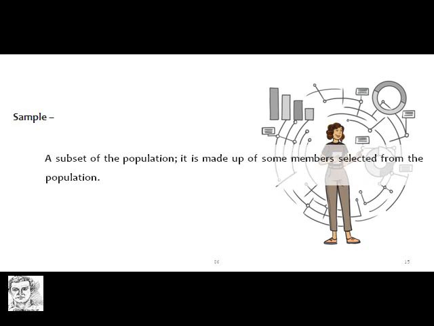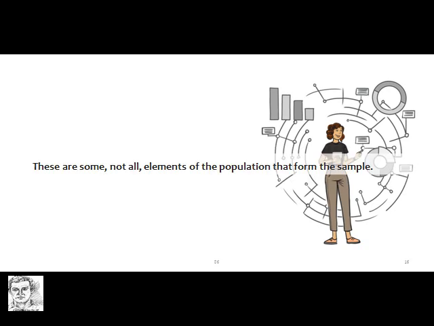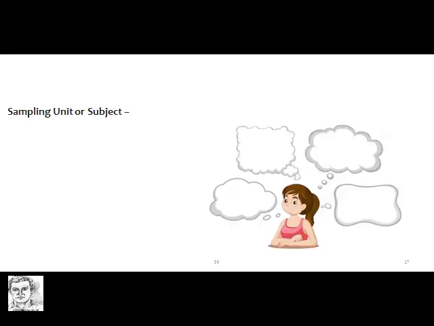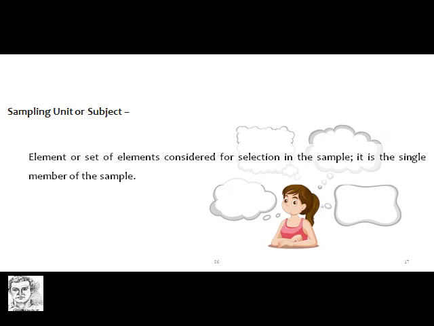Sample: a subset of the population. It is made up of some members selected from the population. These are some, not all, elements of the population that form the sample. Sampling unit or subject: element or set of elements considered for selection in the sample. It is the single member of the sample. Sampling frame: actual list of sampling units from which the sample is taken.